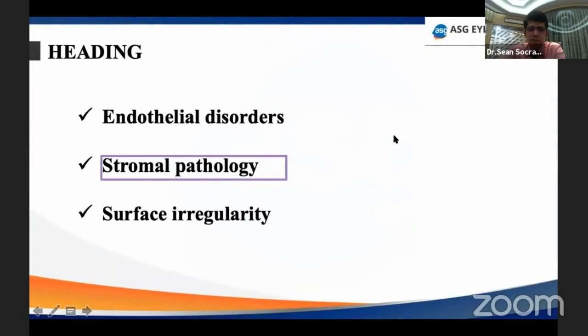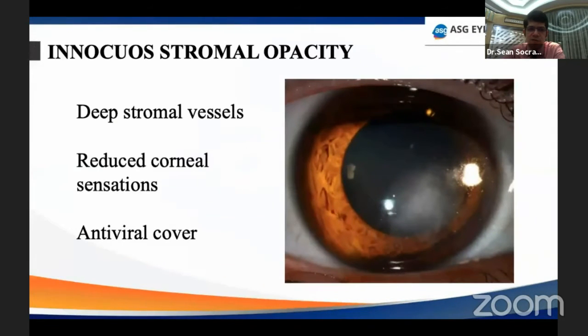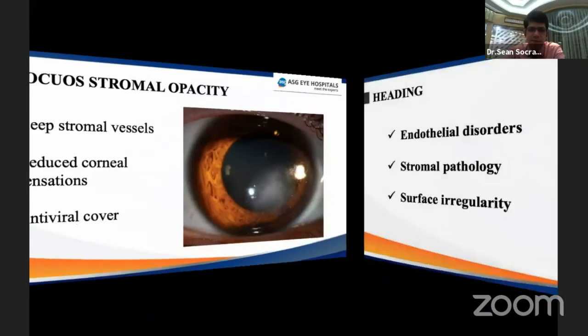In stromal pathology, in some cases you have an innocuous-looking stromal opacity. Look carefully at the previous history of trauma, the presence of deep vessels, and look for corneal sensations. If you're suspecting herpetic or other viral keratitis, make sure you have adequate antiviral cover. Rather than pay the price after surgery, make sure that you start oral antivirals at least a couple of days or a week prior to surgery. If required, even cover with a topical antiviral agent throughout the postoperative period for at least 1 month.